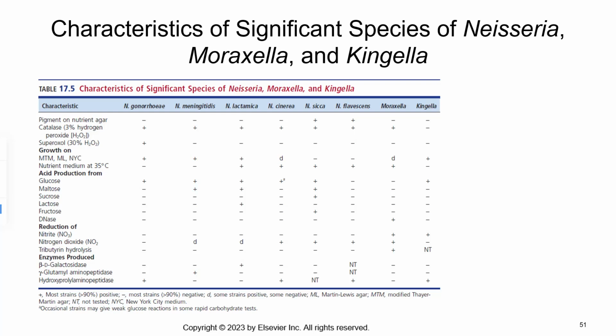And here are some characteristics of significant species of Neisseria, Moraxella, and Kingella. So, as I was mentioning previously, gonorrhoeae is positive for glucose, meningitidis is positive for glucose and maltose, and lactamica is positive for glucose, maltose, and lactose. Moraxella is negative for all of those.